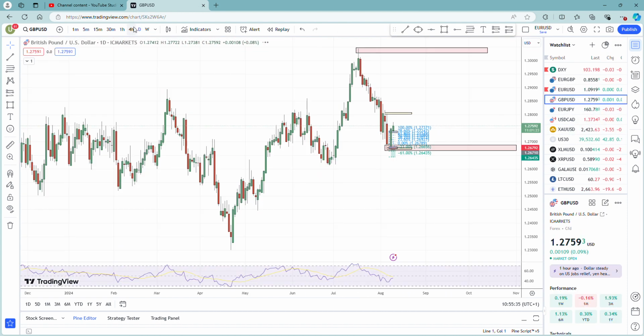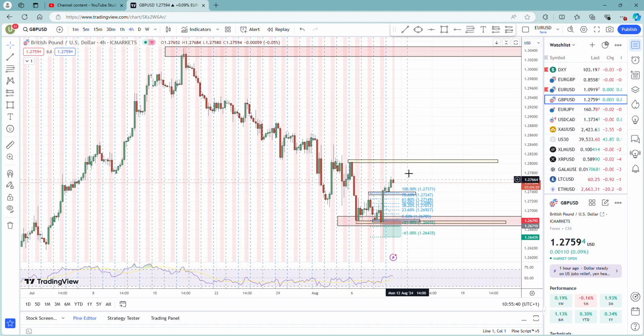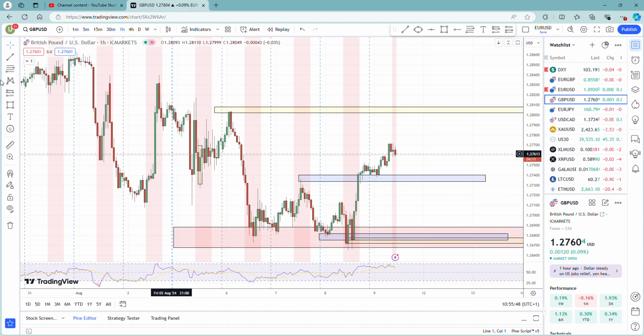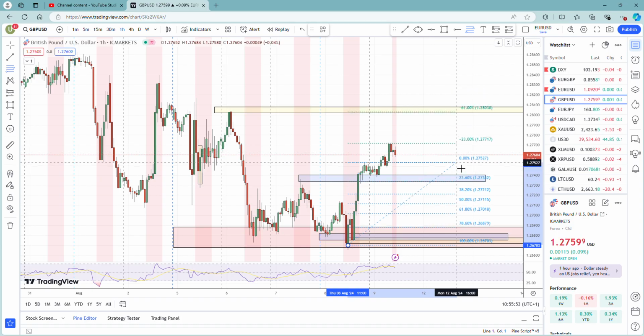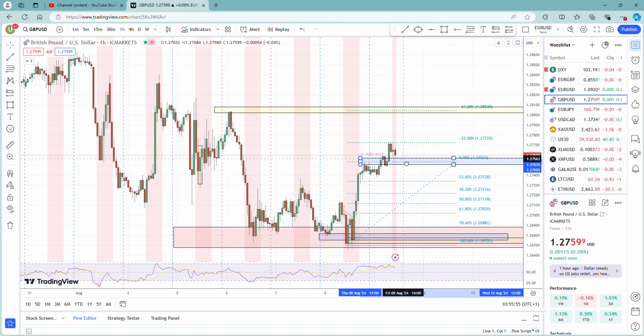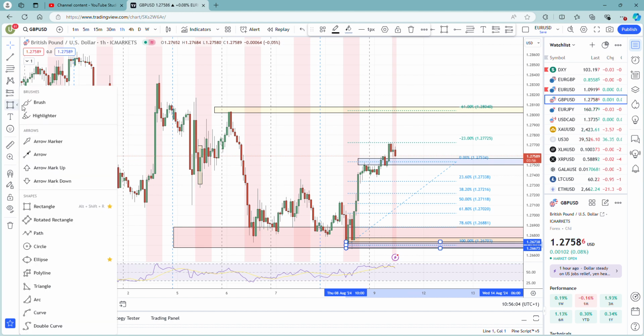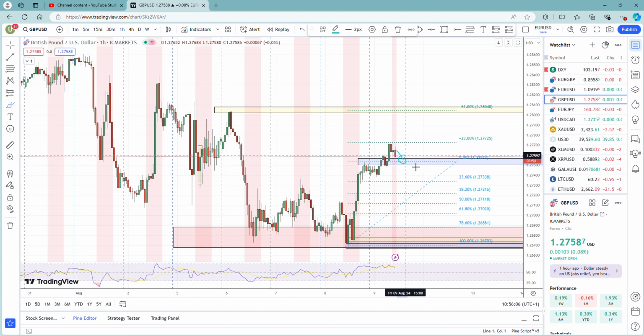Go to GBPUSD. Daily is bullish. H4. H1. Fibonacci tool from the low to the higher high. These are your levels for today. Price has breached this resistance now, potentially acting as support. It could be where it's just retesting this level.